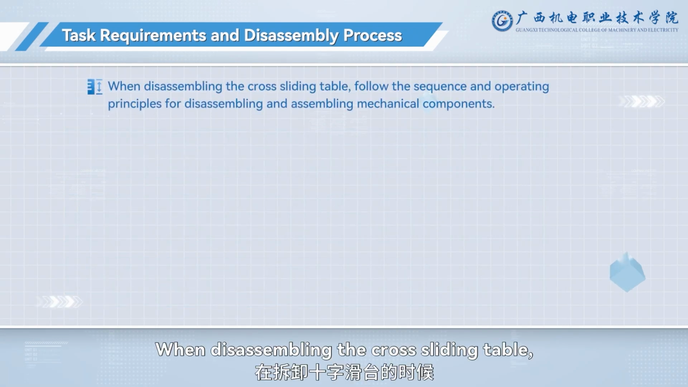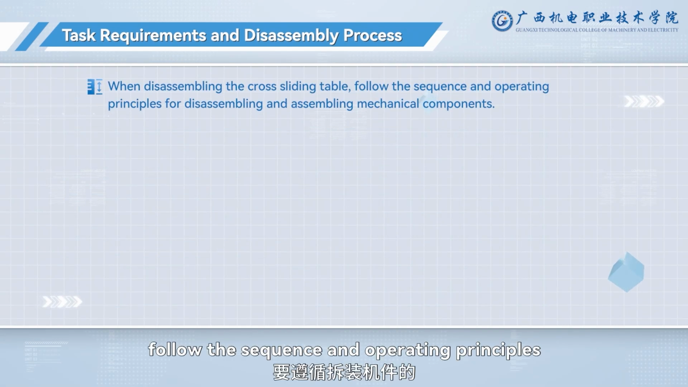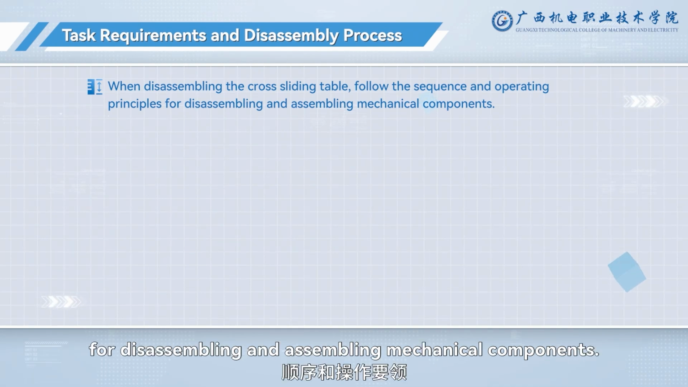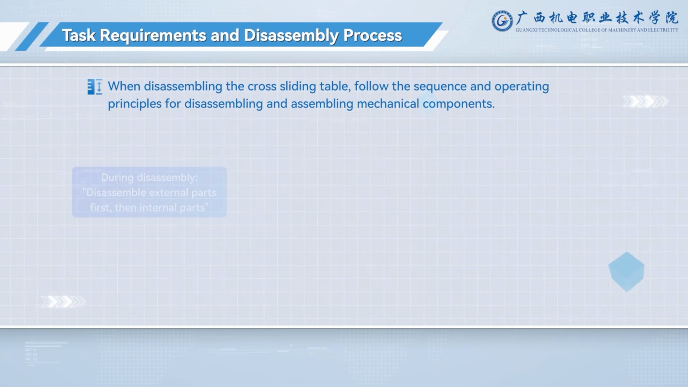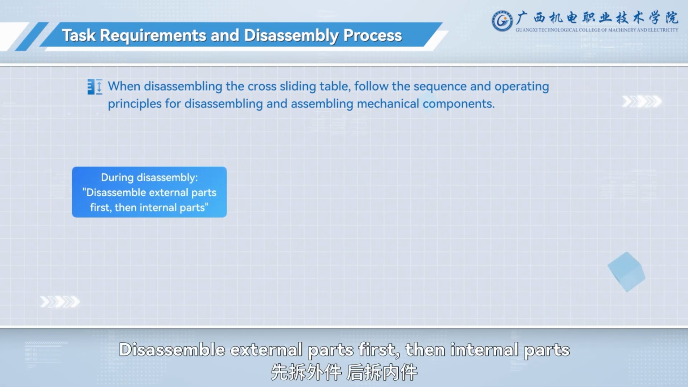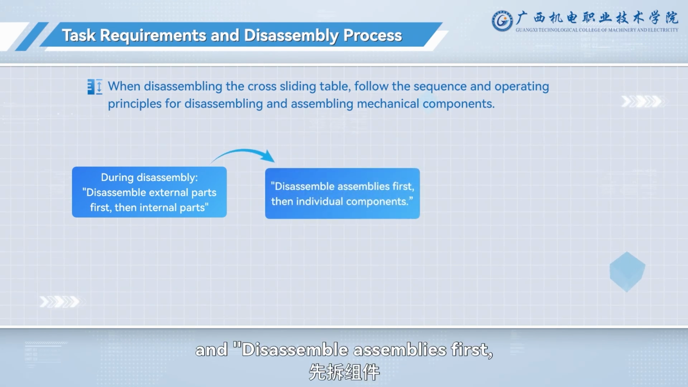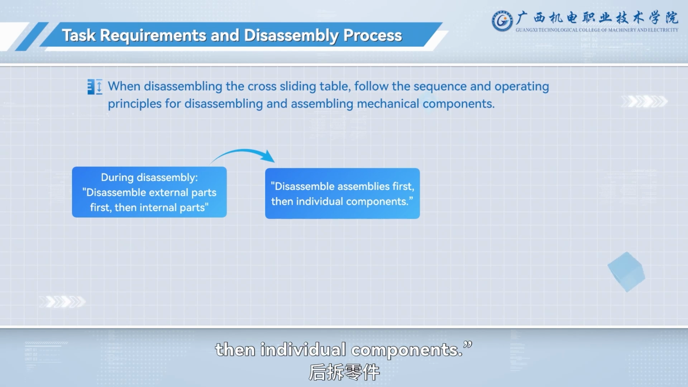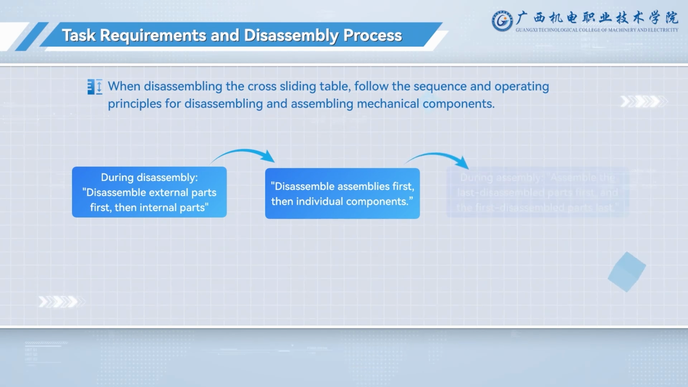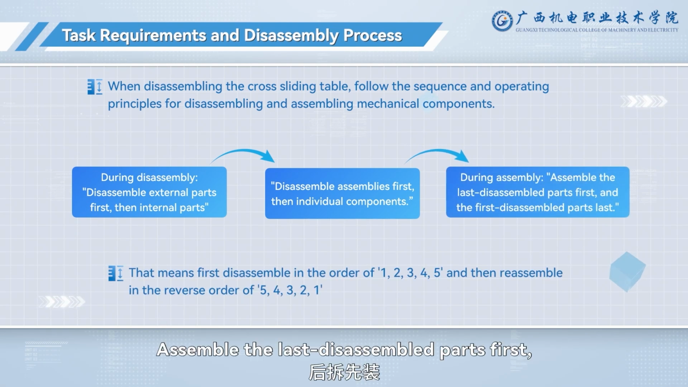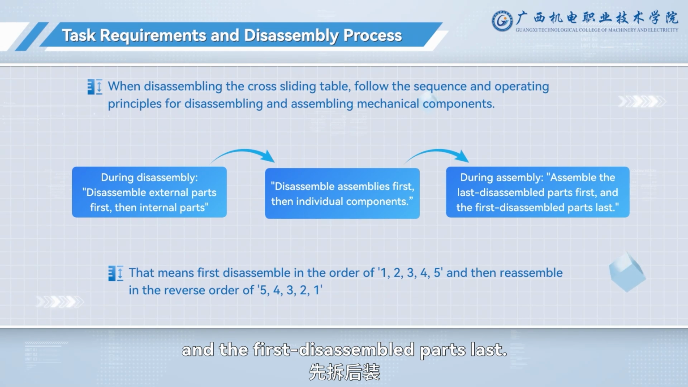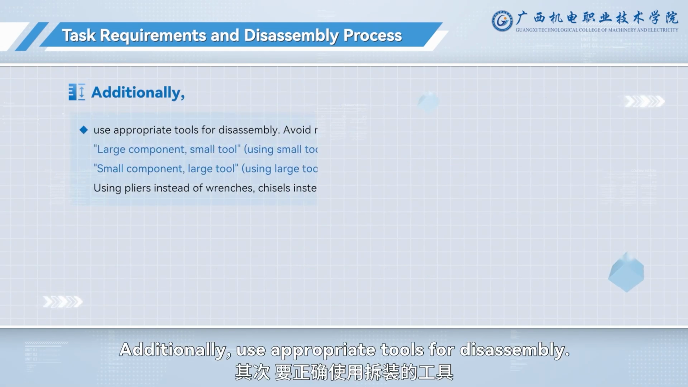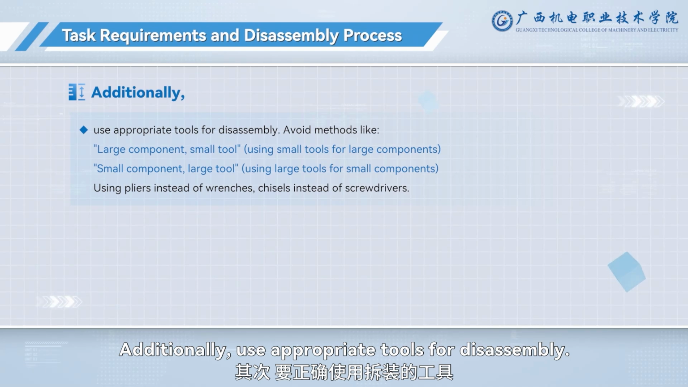When disassembling the cross-sliding table, follow the sequence and operating principles for disassembling and assembling mechanical components. Specifically, during disassembly, disassemble external parts first, then internal parts. And disassemble assemblies first, then individual components. During assembly, assemble the last disassembled parts first, and the first disassembled parts last. Additionally, use appropriate tools for disassembly.